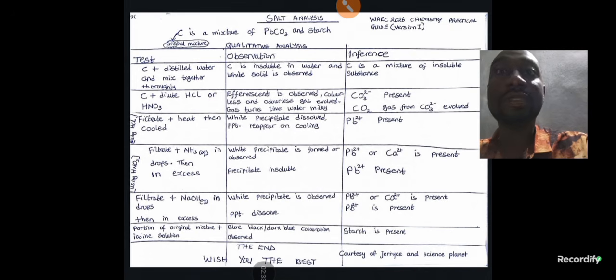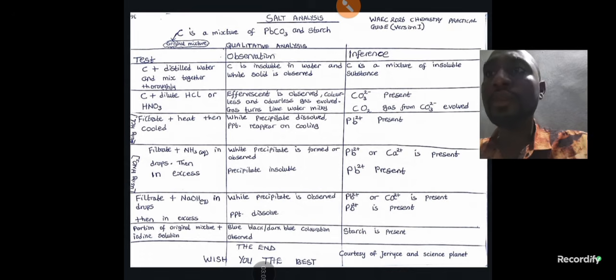Then number 2, C plus dilute HCl or HNO3, that is trioxonitrate(V) acid. HCl is hydrochloric acid. These are 2 acids. Now let me tell you something. WAEC will never tell you to use the 2 together. WAEC will ask you to use 1. So WAEC might tell you C plus dilute HCl or C plus dilute HNO3. That's what WAEC will ask you to do. But here I did the 2 so that you will know what you have.